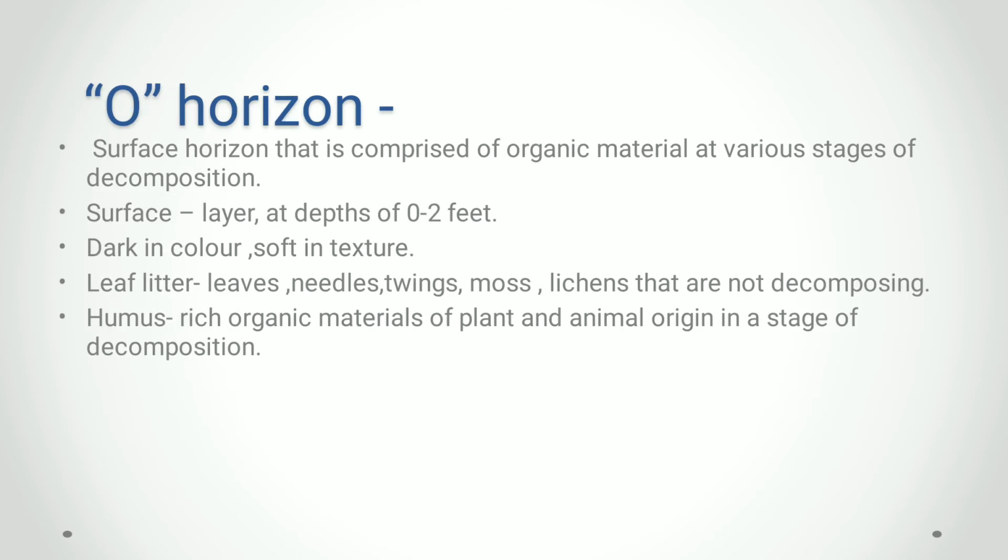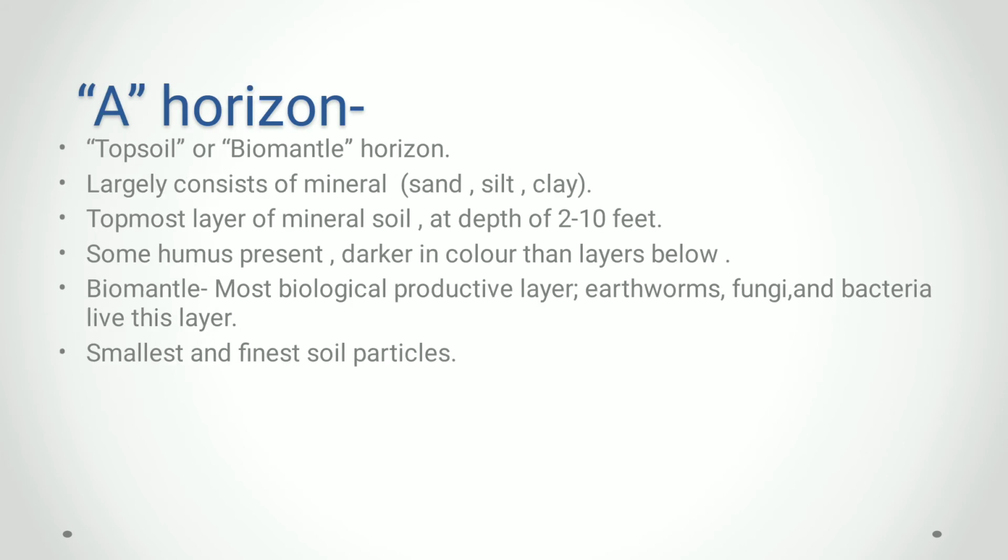O horizon, the surface horizon, is comprised of organic material at various stages of decomposition. Surface layer at depths of 0 to 2 feet, dark in color, soft in texture. Leaf litter: leaves, needles, twigs, moss, lichen that are not decomposing. Humus: rich organic materials of plant and animal origin in a stage of decomposition.